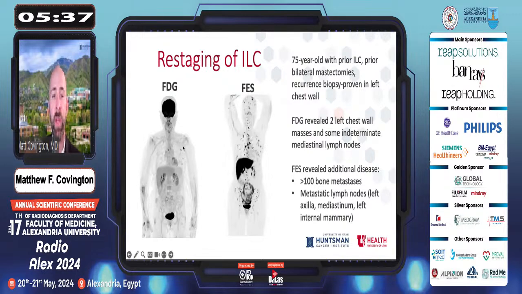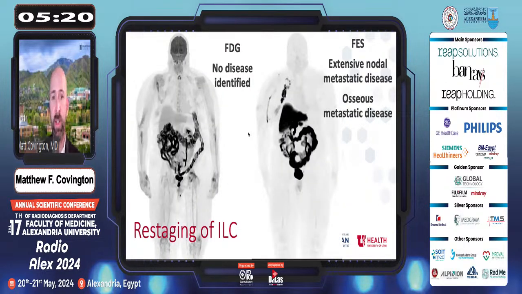So what FDG is likely showing us are the sites of disease that are the most de-differentiated, and FES is showing us the sites of metastatic disease that will still be well differentiated because they still have the estrogen receptors that bind estradiol.